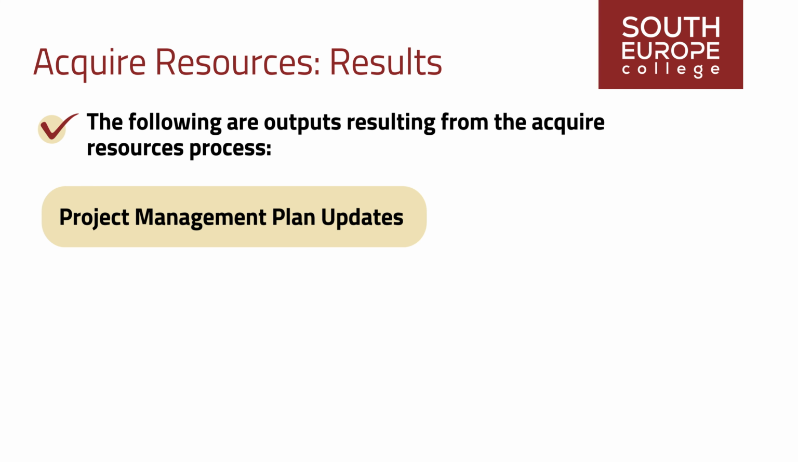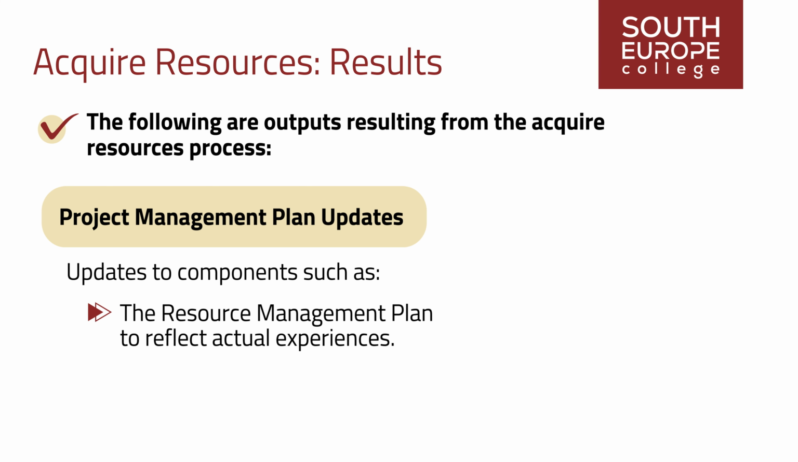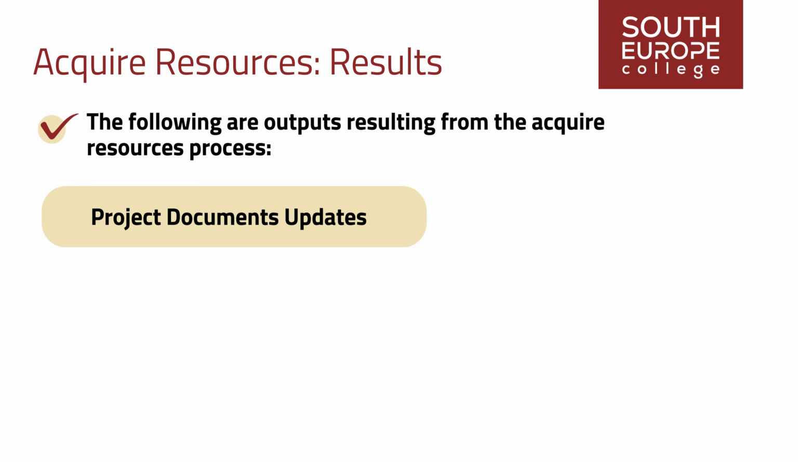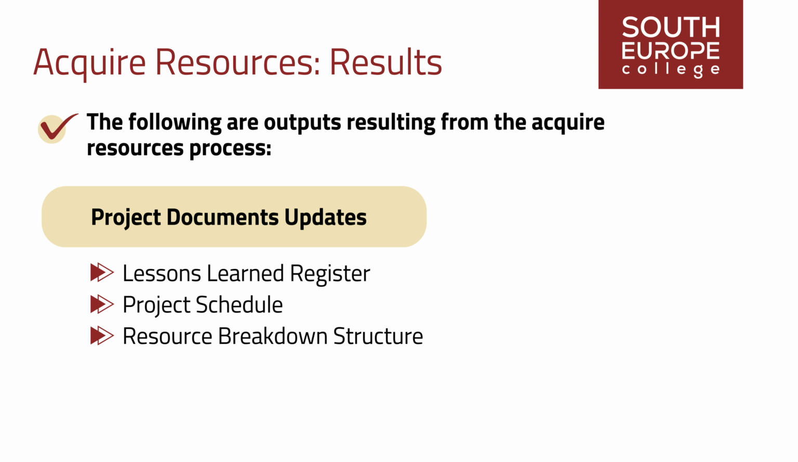Project management plan updates. Updates to components such as the resource management plan to reflect actual experiences and lessons learned in resource acquisition. Changes in the cost baseline may also result from acquiring resources. Project documents update. Updates include lessons learned register, documenting challenges, avoidance strategies, and successful resource acquisition approaches. Project schedule, changes reflecting resource availability, resource breakdown structure, recording resources acquired during the process. Resource requirements, updating documentation to reflect acquired project resources.